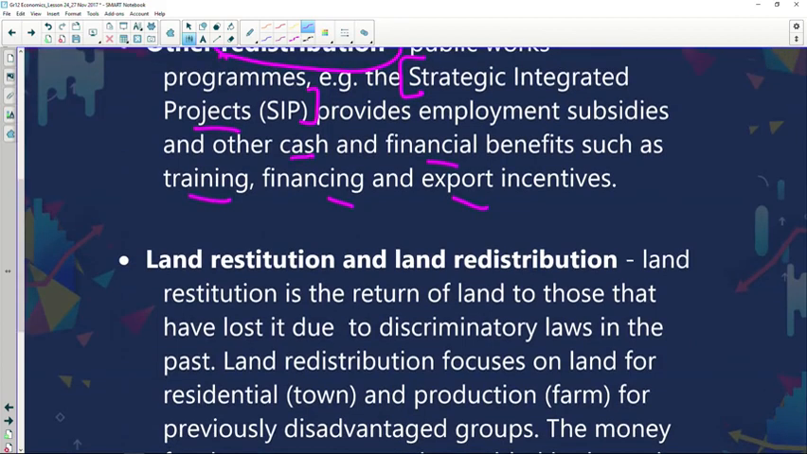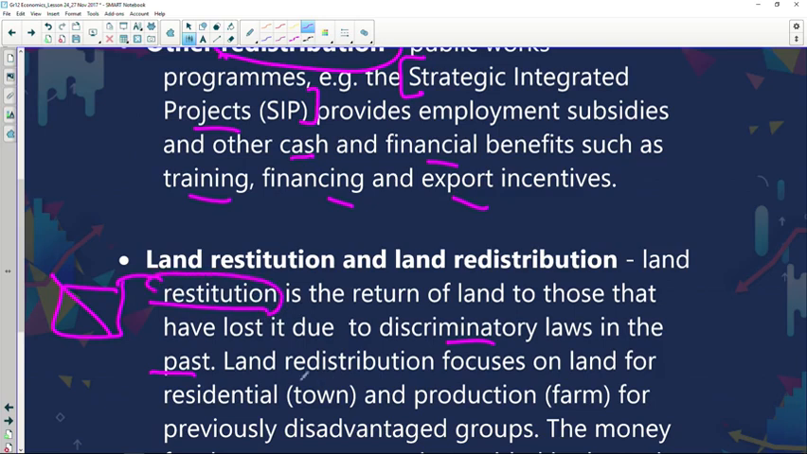There we are. So here we're looking at the land restitution, is the return of land to those that have lost it due to discrimination laws in the past. So let's say if your family owned a property and then also because of the discrimination in the past, they lost that. So now it's time that that land gets given back to its original owners. Okay, so that is part of what we call land restitution.